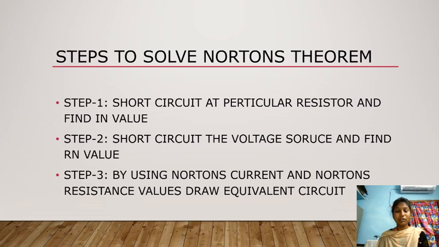Step 1: short circuit at a particular resistor and find the current value. Step 2: short circuit the voltage source and find the Rth value. Step 3: by using the Norton current and the Norton resistance, we draw the equivalent circuit.